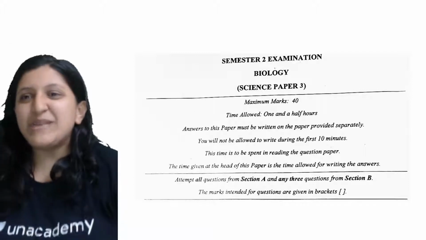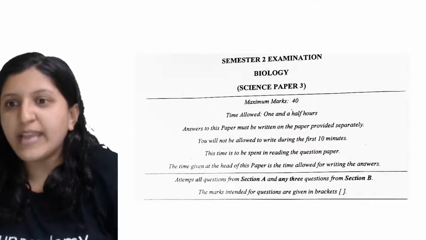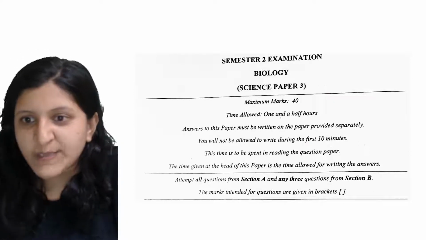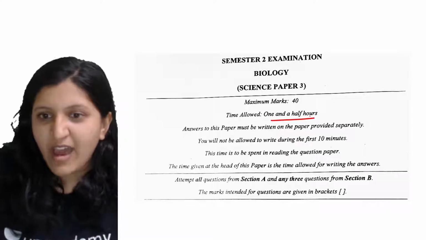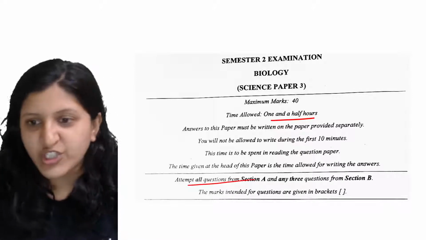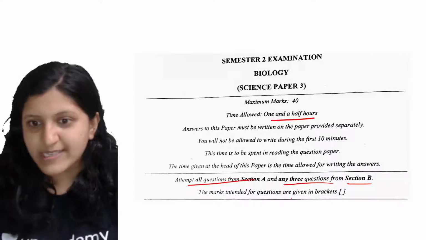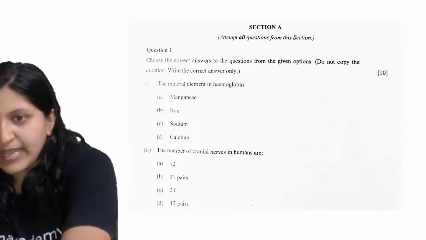So this is the Semester 2 examination biology paper. The paper you had was of 40 marks, and the time was 1.5 hours. You have to attempt all the questions from Section A and any 3 questions from Section B. So let's discuss that.